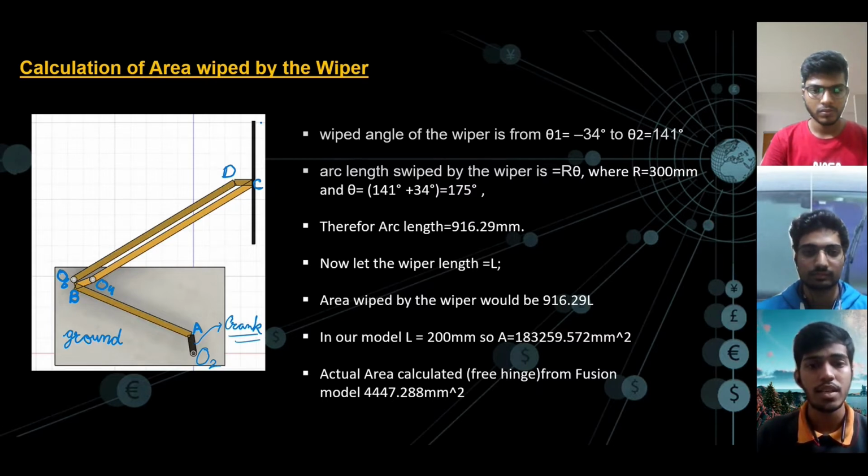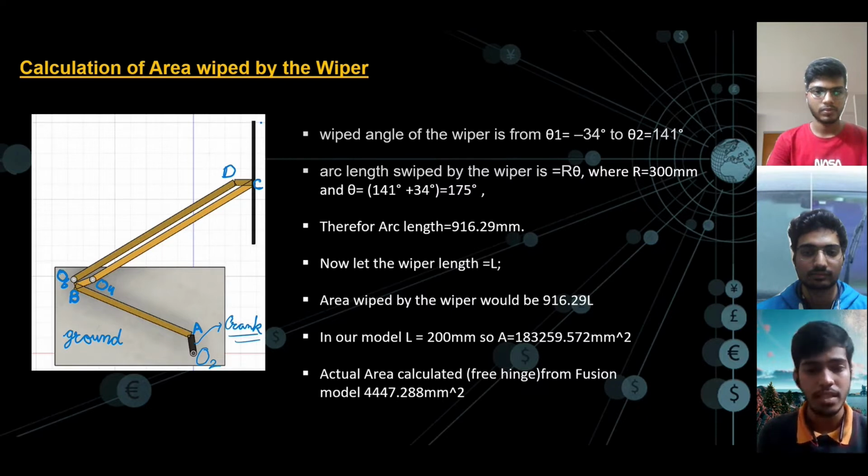Now we have calculated the wiped angle of the wiper, and that is theta1 from minus 34 to 141 degrees. Therefore, the total angle covered by the wiper is 175 degrees. Therefore, the arc length of the wiper is the length OD multiplied by the arc subtended by the OD link, and that is 916.29 millimeter, that you can see here.